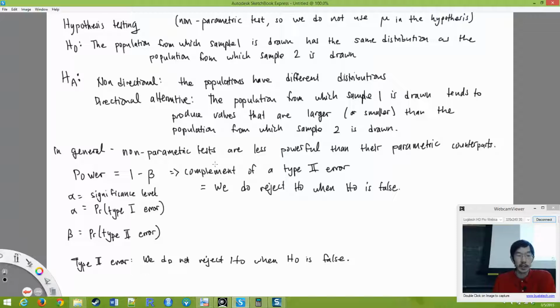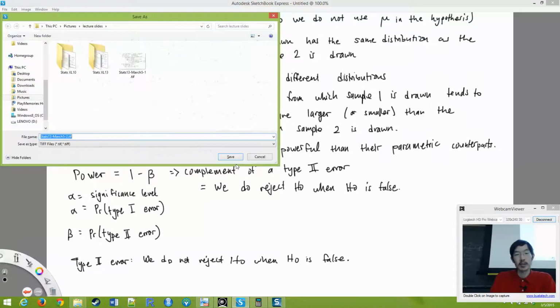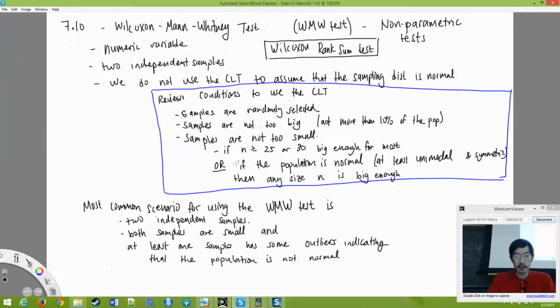So in general, if you're in a situation where you can use the t-test, use the t-test. The t-test is more powerful than the Wilcoxon-Mann-Whitney test. But if you have a situation where it is wrong to assume that the central limit theorem holds, then you have to use the Wilcoxon-Mann-Whitney test. If these conditions are not met, you've got to use the Wilcoxon-Mann-Whitney test.